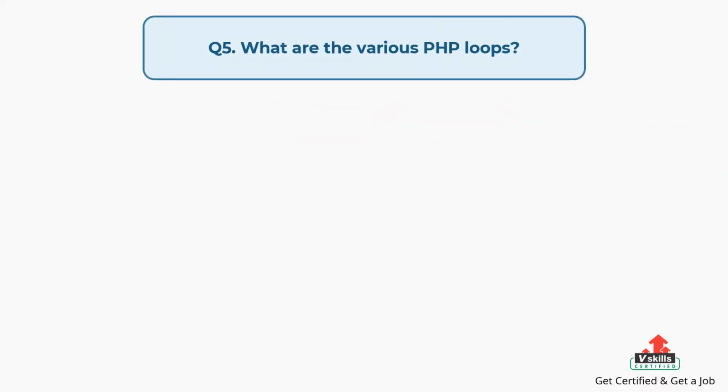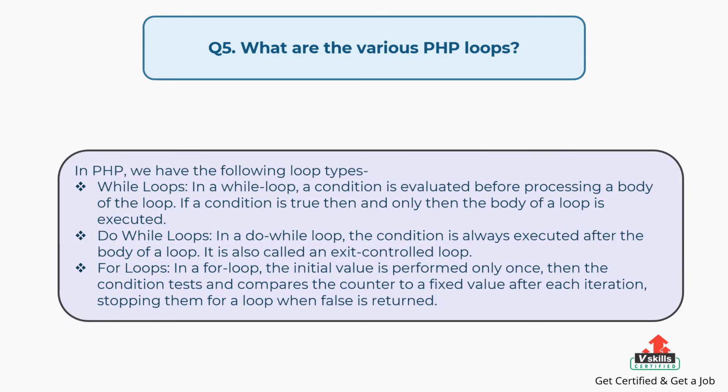Question number 5. What are the various PHP loops? The answer is: in PHP, we have the following loop types. First, while loops. In a while loop, a condition is evaluated before processing a body of the loop. If a condition is true, then and only then the body of the loop is executed. Second, do-while loops. In a do-while loop, the condition is always executed after the body of loop. It is also called an exit-controlled loop. Third, for loops. In a for loop, the initial value is performed only once, then the condition tests and compares the counter to a fixed value after each iteration, stopping them for a loop when false is returned.